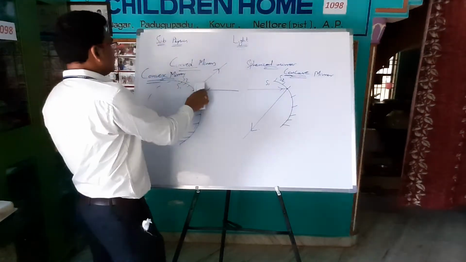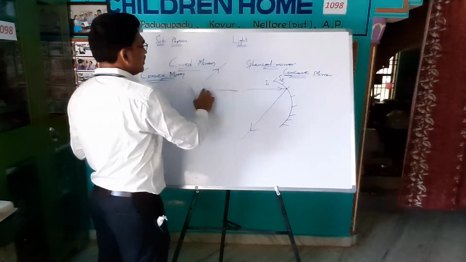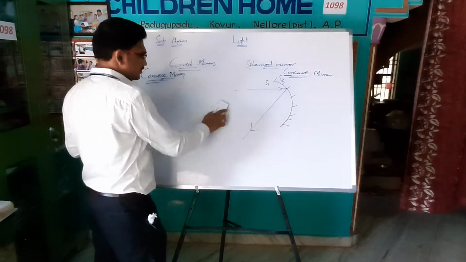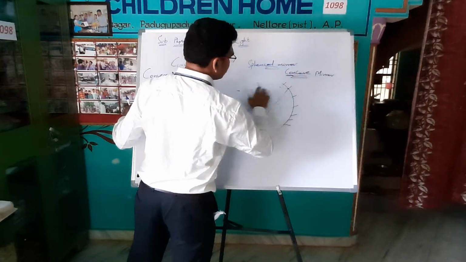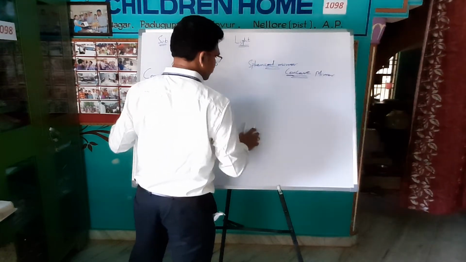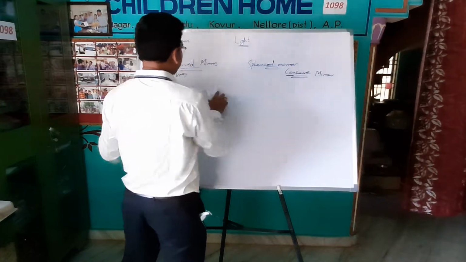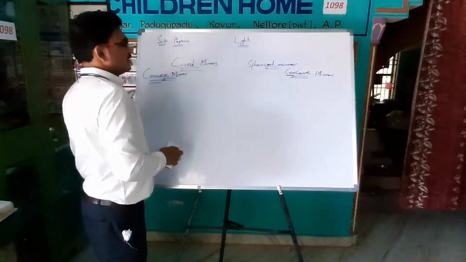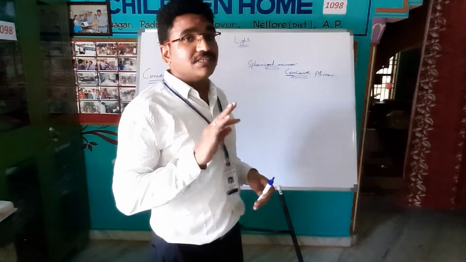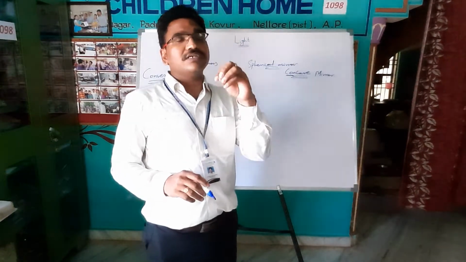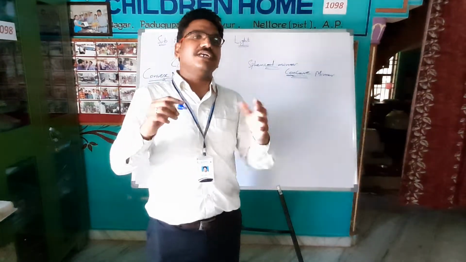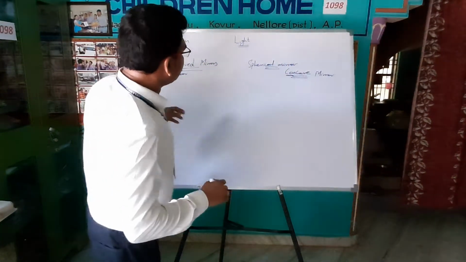Now we'll discuss the important terms related to these concave and convex mirrors. Two mirrors you got here, concave and convex mirrors. But before we understand how different images are formed, we should understand the fundamental terms related to the mirrors, so that after understanding the fundamental terms, we can understand how different images are formed. That we are going to discuss now.